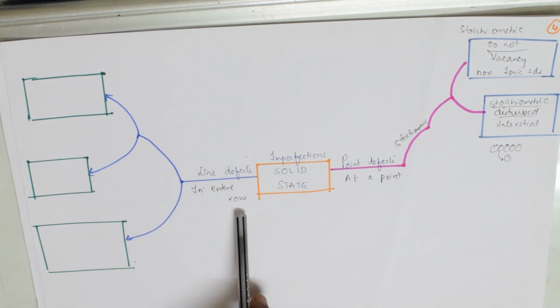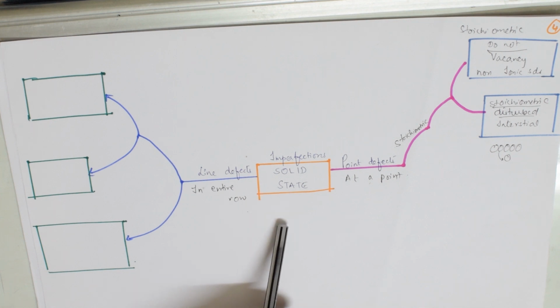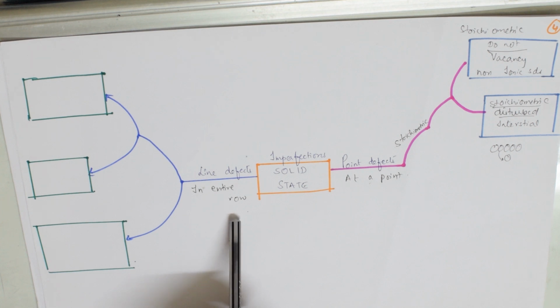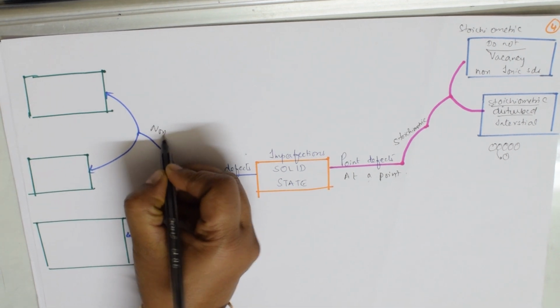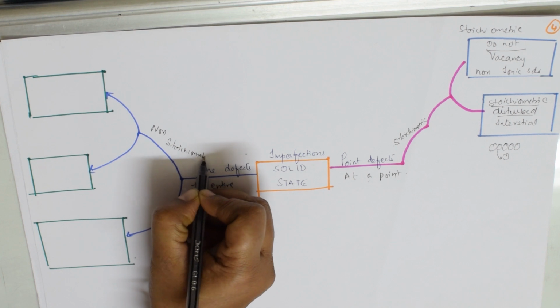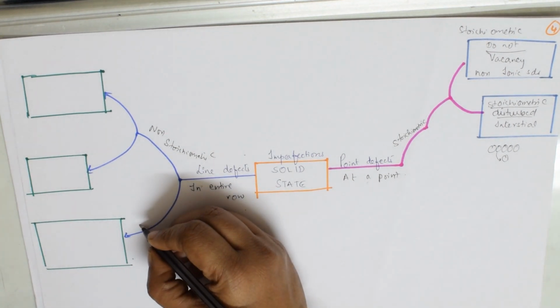Now let us come back to line defect. Here we said there is a defect in the entire row. Again these are classified into two varieties: non-stoichiometric defect, and impurity defect.